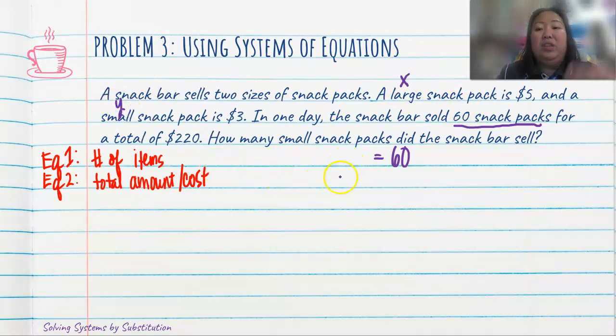So we know that the number of large snack packs and the number of small snack packs that were sold will be equal to 60, all right? So x + y = 60.